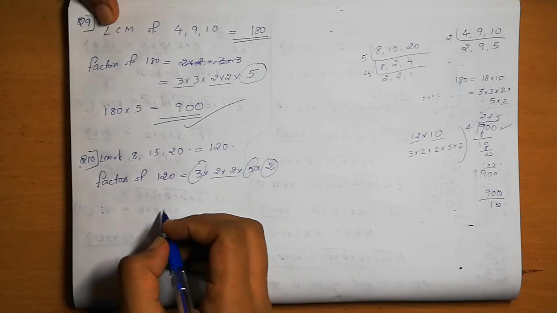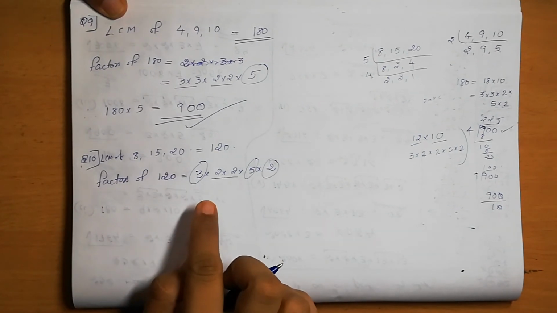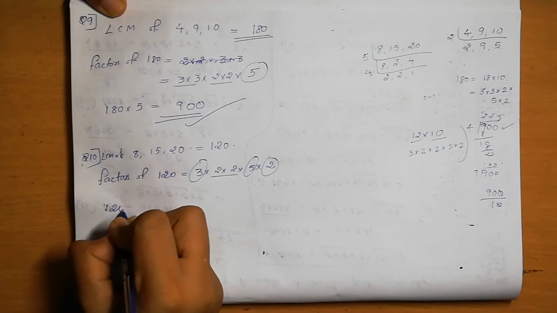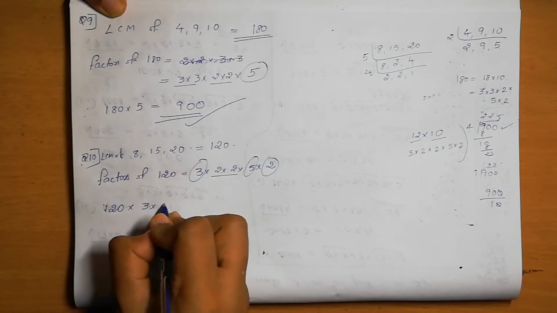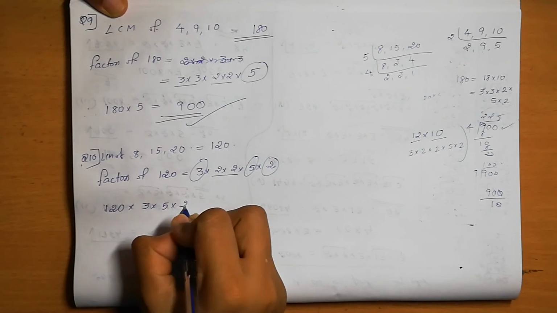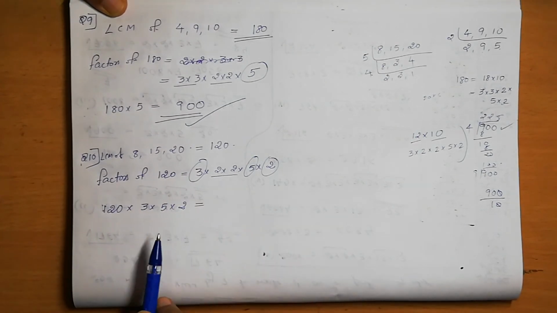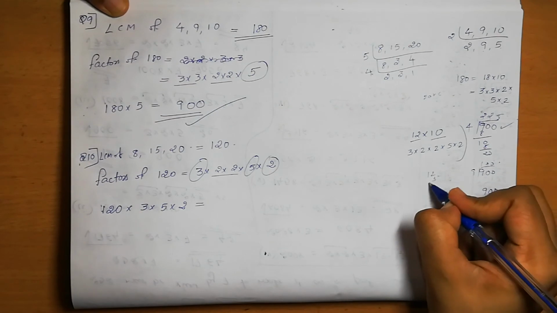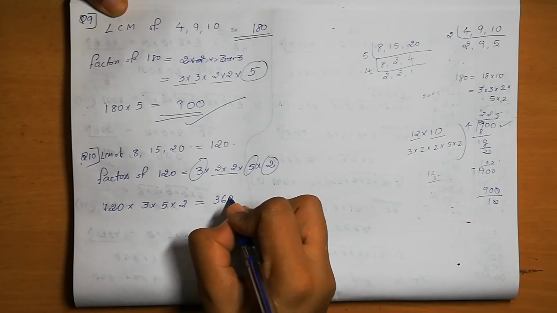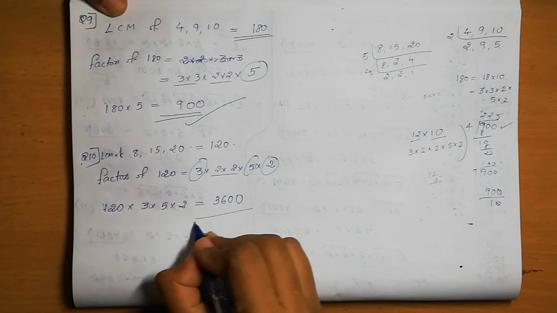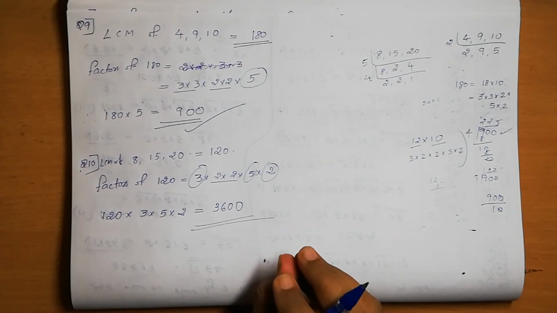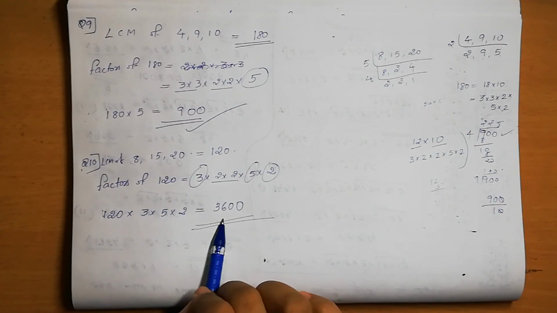Right. So what we need to write? 3, 2 and 5 have no pair. Therefore, 120 must be multiplied with 3, 5 and 2 to make it a perfect square number. So 5 into 3 is 15, 15 into 2 is 30, 120 into 30 is 3600. So the perfect square number is 3600. That means the smallest square number which is divisible by 8, 15 and 20 is 3600.